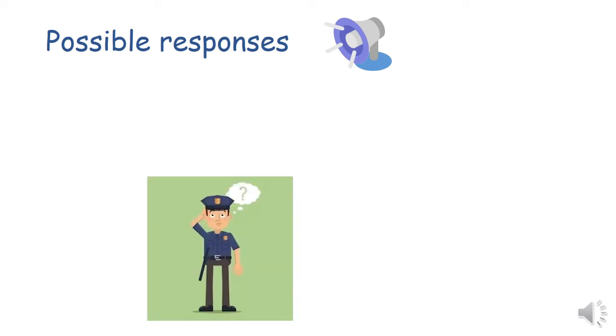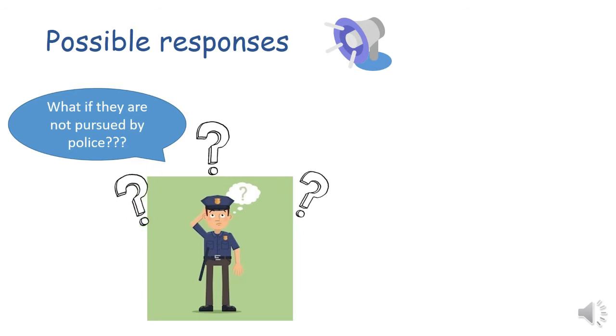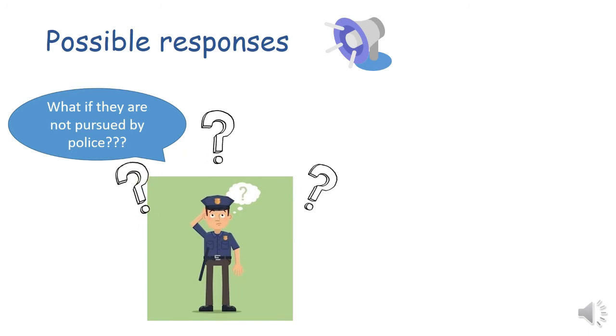In order to respond to this argument, you need to understand the full context, what it is arguing for, its reasoning, its assumptions, and so on, and you need to ask the right questions about it. And here are the possible questions. What if they are not pursued by police? And what if they are pursued by police? If they are not pursued by police, they drive dangerously, which results in risking harm to themselves and others. And if they are pursued by police, the same thing would still happen.